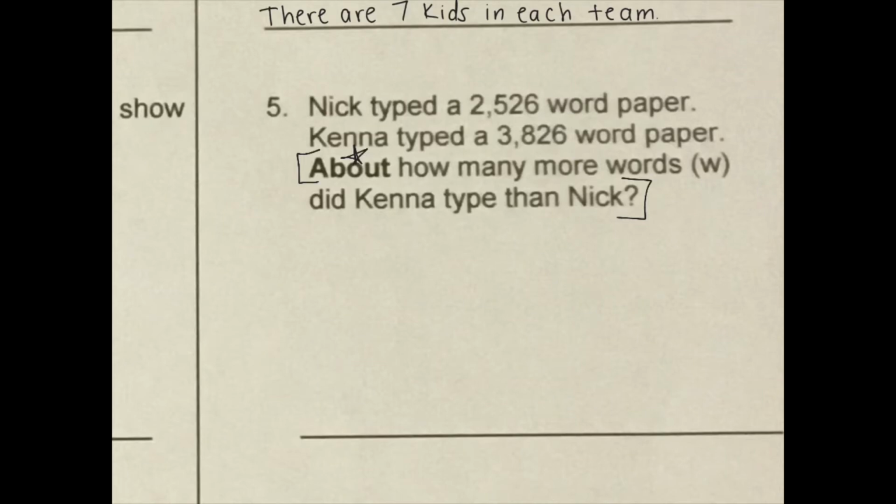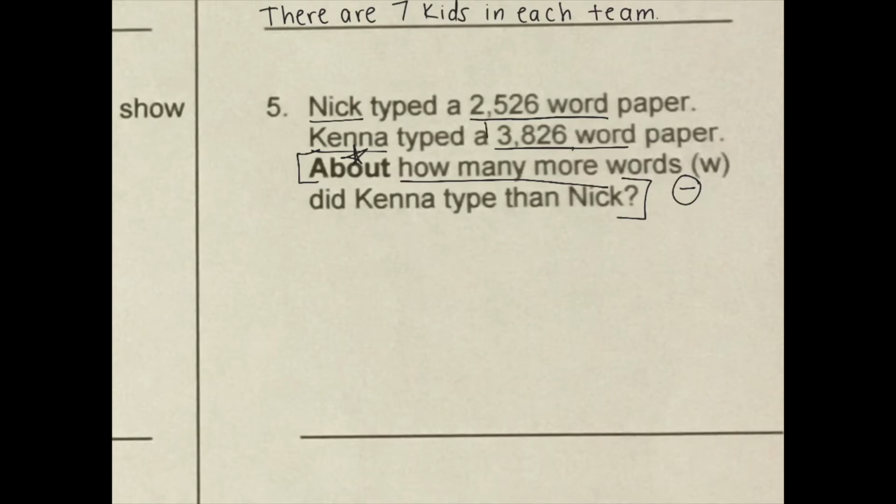Let's see. We've got Nick here. He typed 2,526 words. And Kenna, who typed 3,826 words. Oh, and it says here how many more. I know from my math windows that is a subtraction hint word. So I know I'm going to subtract, and my math windows say there's 2 different kinds of subtracting problems. I can see that I'm comparing Nick and Kenna, so I'm going to set this up like a bigger, smaller difference problem. So I see 3,826, that's my bigger number.